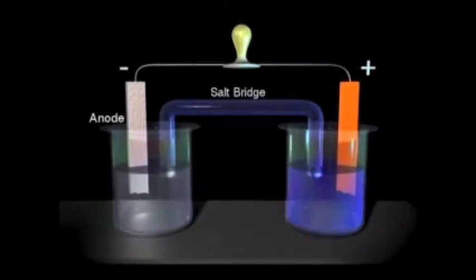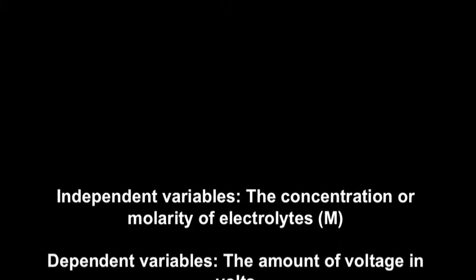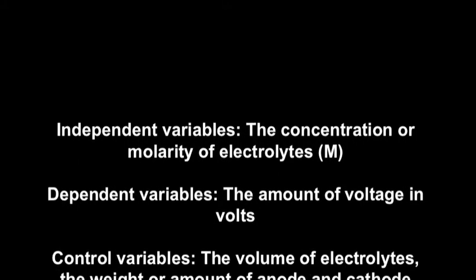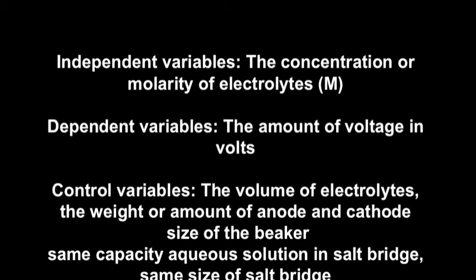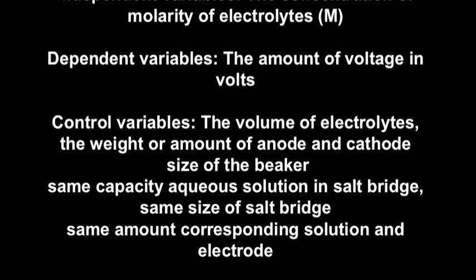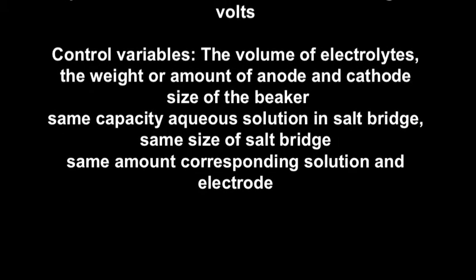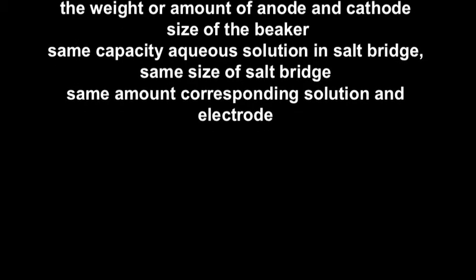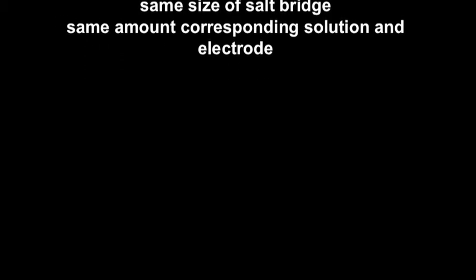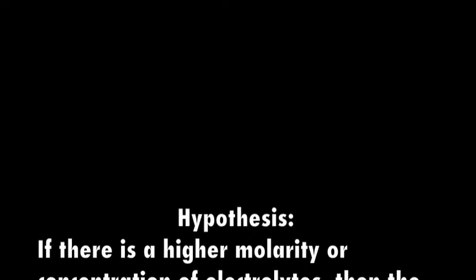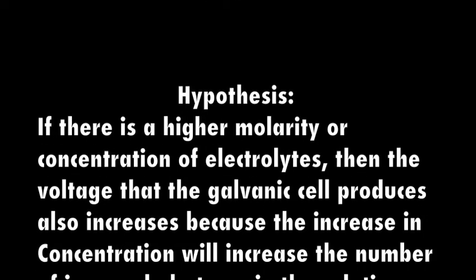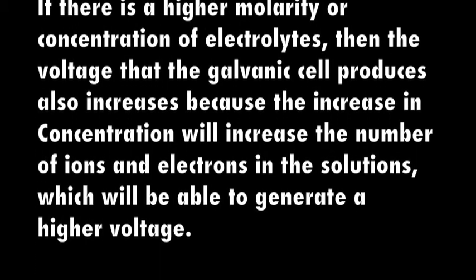So in our lab, we decided to investigate the relationship between the concentration of the two solutions and the voltage of the electrical current produced by the cell. Our control variables were the volume of the electrolytes, weight of the anode and cathode, size of the beaker, the capacity of the salt bridge, and so on. We believe that if we increase the concentration of the two solutions, the voltage that is produced will also increase.